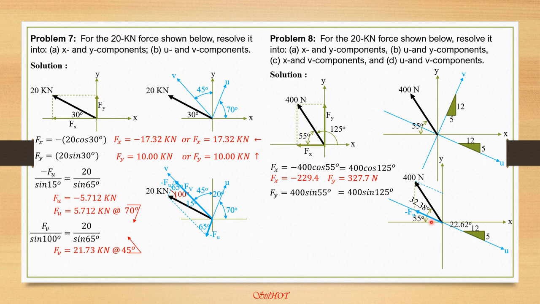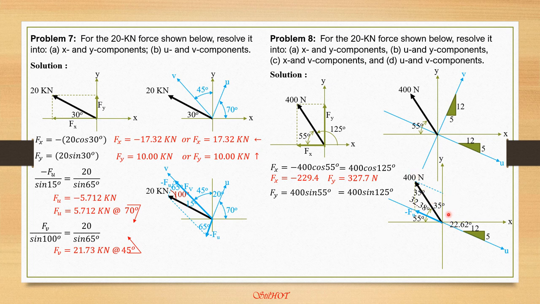This angle here is 22.62, and this is 32.38. So that we can now compute Fu and Fy by sine law. This angle here is equal to 90 minus 55 because this is vertical, that's horizontal. So the measure of this angle is 90 minus 55, which is 35 degrees.